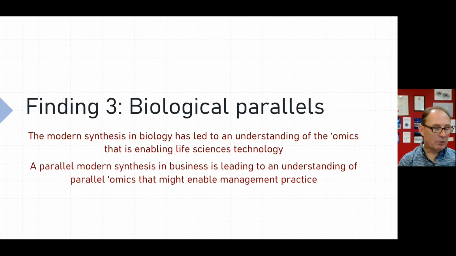The third finding I want to talk about is the parallels that I'm discovering between biology and business. We're all familiar with the modern synthesis in biology that has allowed us to understand biology better and is enabling life sciences technology in what I do. But there is a parallel monosynthesis, I believe, emerging in business evolution that will allow us to understand the omics, if you like, that enable management practice.